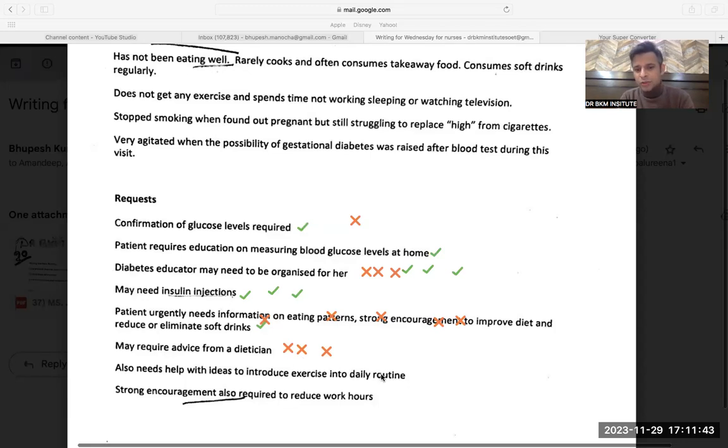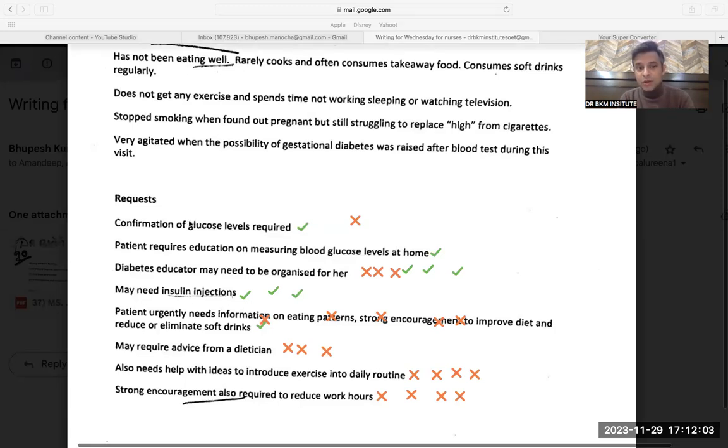Also needs help to introduce exercise. The diabetes specialist will not do any help to introduce exercises. That would be done by a physiotherapist, or maybe by an occupational therapist, or maybe by someone else. Strong encouragement to reduce working hours. The diabetes specialist will never do that. It would be done by the counselor. So that is what you need to understand.